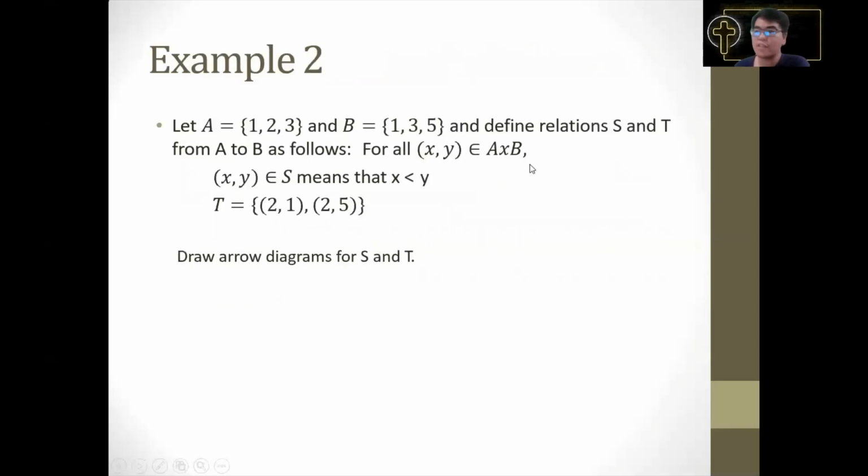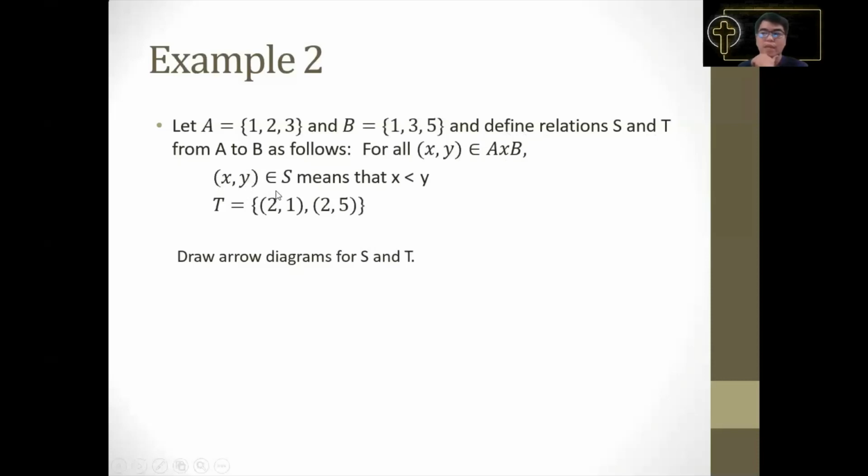So let's take, for example, this problem. Let A be equal to 1, 2, 3, and B equal to 1, 3, 5. And define the relations S and T from A to B as follows. For all ordered pairs x y, element of A cross B.